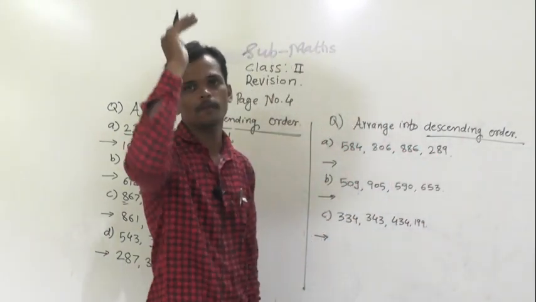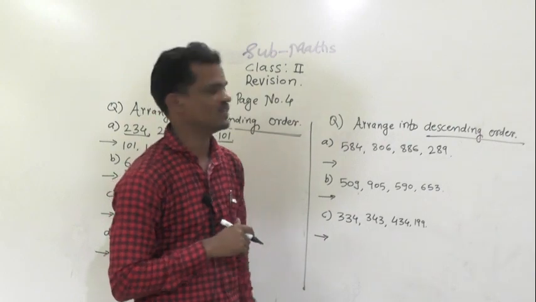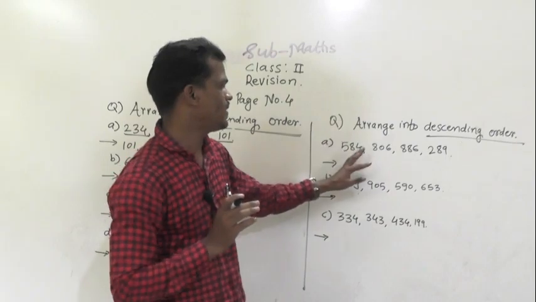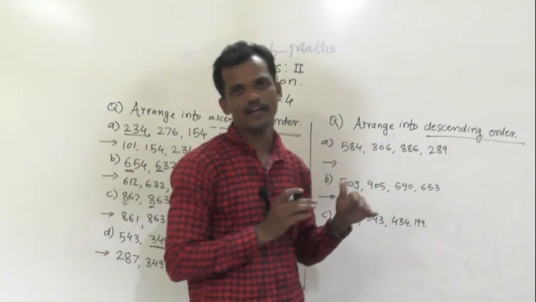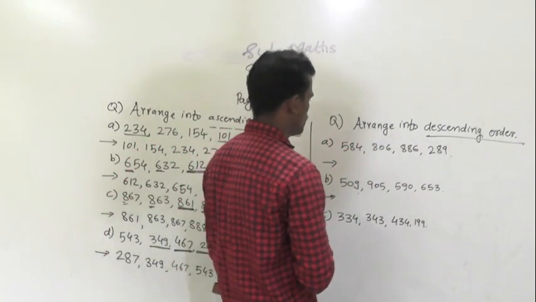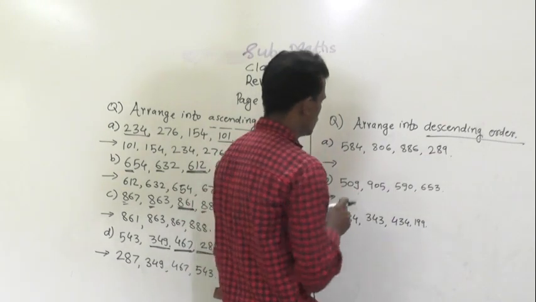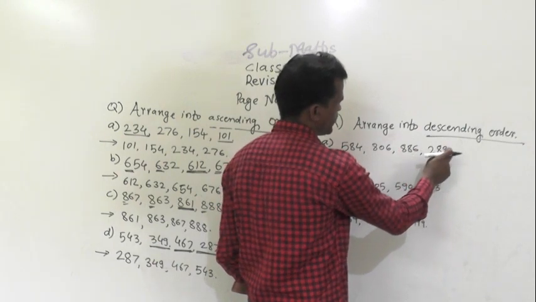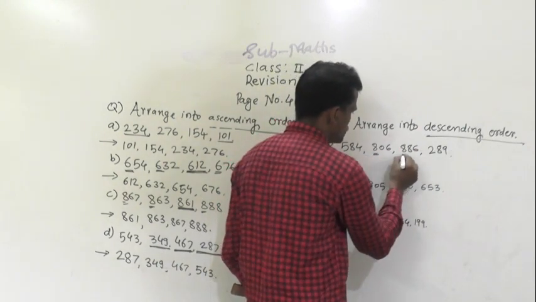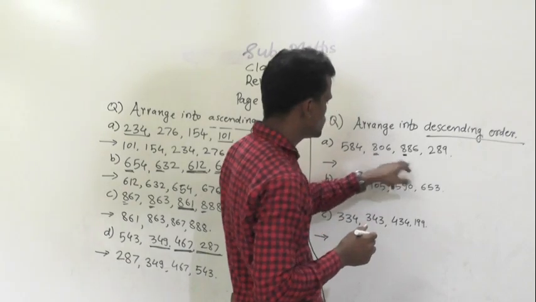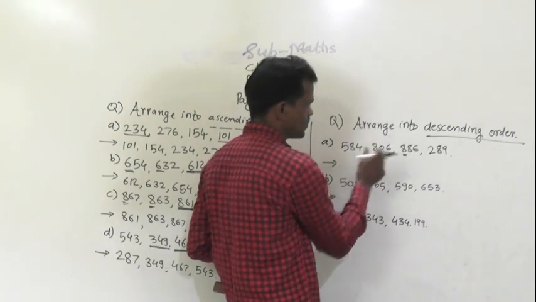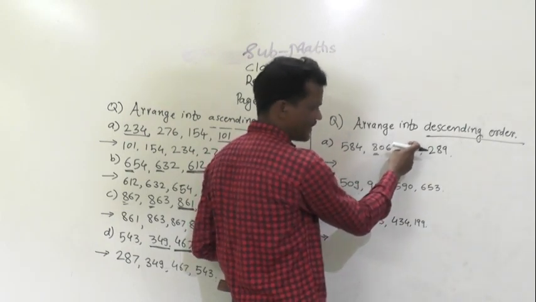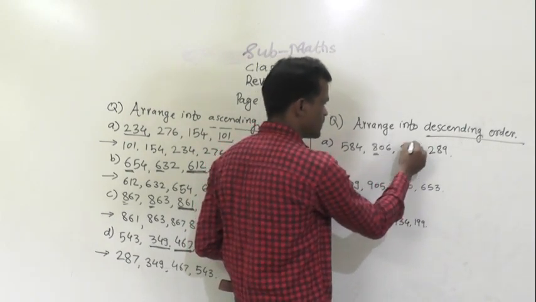Then next, arrange in descending order. Descending order means big to small, or decreasing order. Here you have to write the greatest number at the first position and then the smaller numbers. Now decide which is the greatest number: 584, 806, 886, 289. Here you can observe the hundreds place digit is common in these two numbers. Decide which is greater between them: here 0, here 8 at the tens place. So this number is greatest.